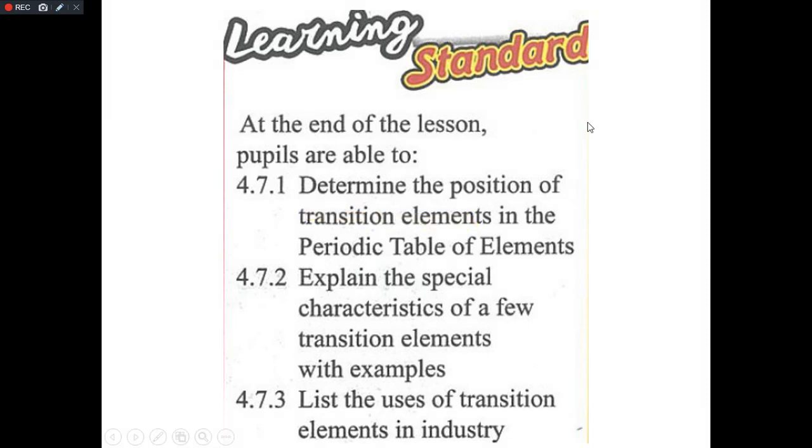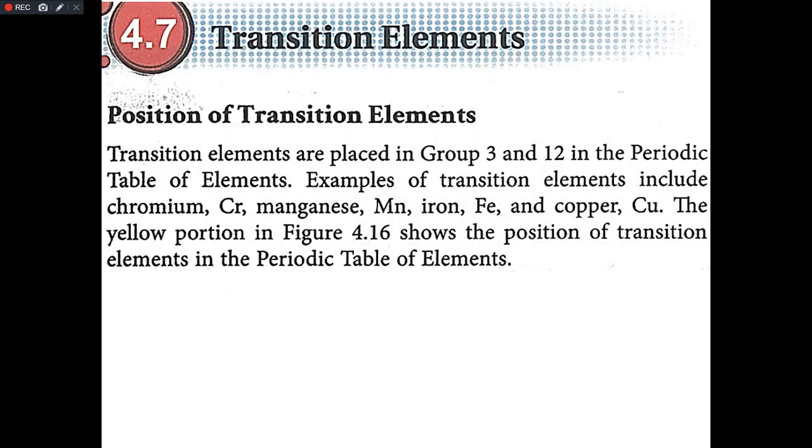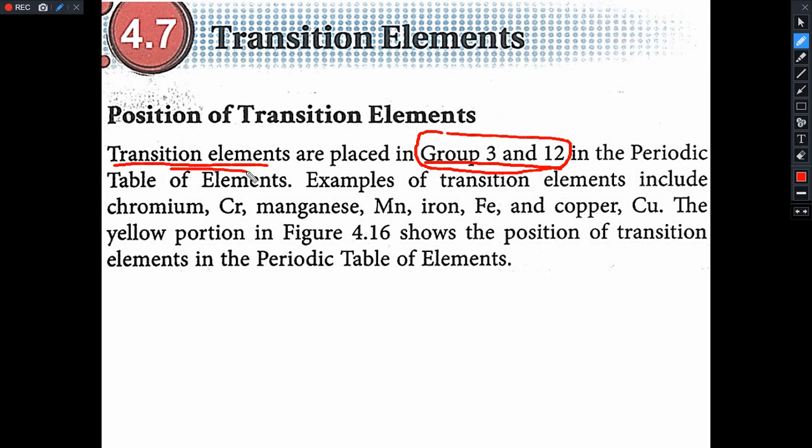Okay, now go to the next slide. Where are transition elements located? Transition elements are placed from Group 3 until Group 12. All these elements which are placed in Group 3 until Group 12 are known as transition elements. Please remember the name of the elements which are placed in Group 3 until Group 12 in the periodic table.